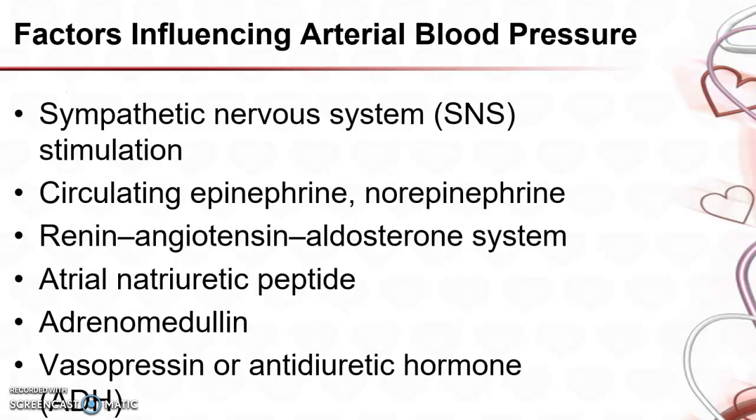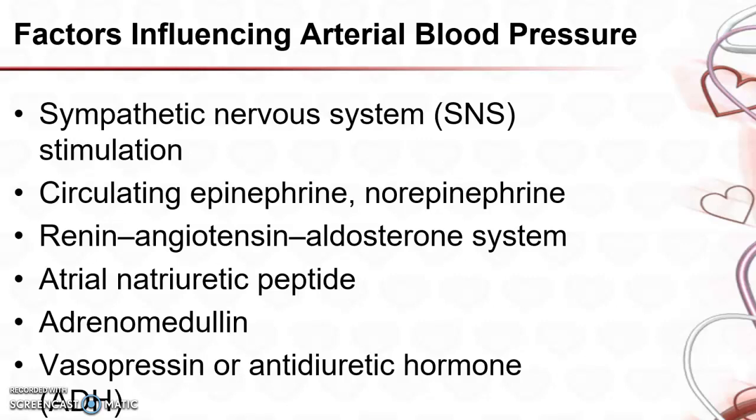Factors that influence arterial blood pressure include sympathetic nervous system stimulation, our fight or flight response, right? Our fight or flight response puts us into a more alert mode. It increases our heart rate. Therefore, when our heart rate increases, it helps the heart to contract more and to release more blood, or perfuse more blood. Circulating epinephrine and norepinephrine hormones, again, are part of our fight or flight response.